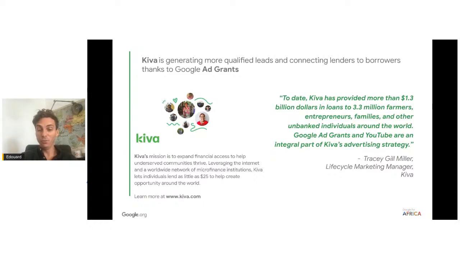They've also used YouTube to activate the community by encouraging their fellows, their volunteers, and their user community to create and upload videos. Eventually, they've been providing more than $1.3 billion in loans to 3.3 million farmers, entrepreneurs, and families around the world. And they consider that Google Ad Grants and YouTube have been an integral part of their advertising strategy.